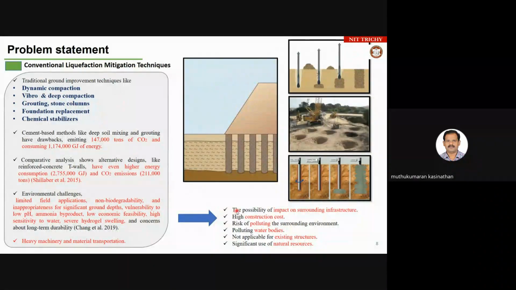So the challenges we have include the possibility of impact on the surrounding structures, if you rely on these existing methods. The existing methods are more suitable where we are talking about a greenfield project, but where the project is related to an existing building, these methods raise high concerns. They have more construction cost and the risk of polluting the surrounding environment, including water bodies as well, and are not applicable to existing buildings. We are also using significant natural resources.